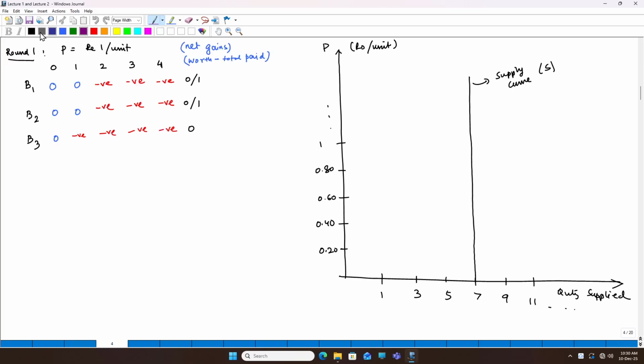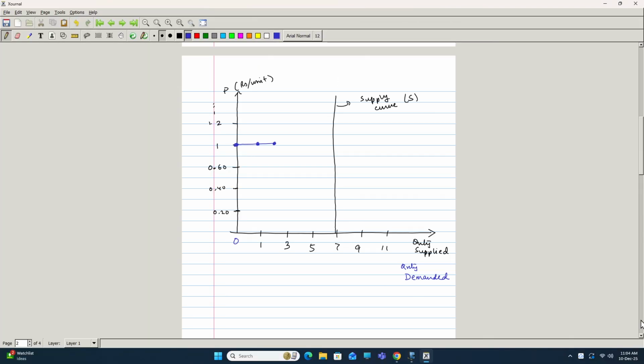So, 0 or 1 or 2 is going to be the quantity demanded, right. So, it is either going to be 0 or 1 or 2.